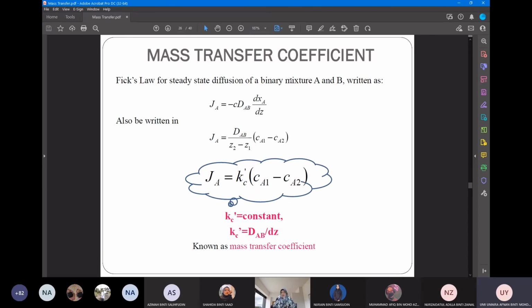Because you're going to learn this further in your degree level. I just want to mention this so that at least you have heard about it. What is mass transfer coefficient? We are talking about a constant, simplifying the equation to be a constant.